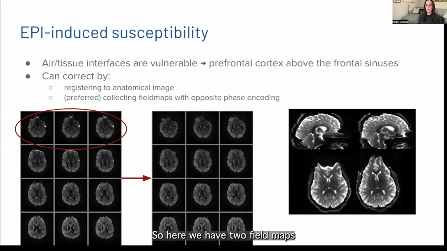So here we have two field maps where, as you can tell, the distortion that they have is opposing. One of them is stretched forward, one of them is squished inward. And when we use the information from these two, we can correct the main diffusion volume. So here's what this looks like. As I said before, we have this distortion primarily in the prefrontal cortex, and afterwards it's been largely fixed.